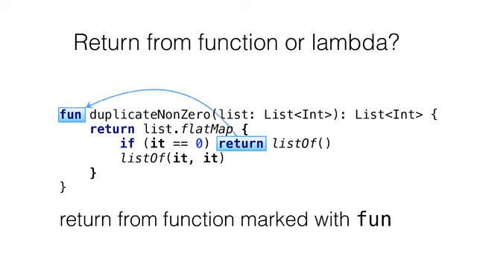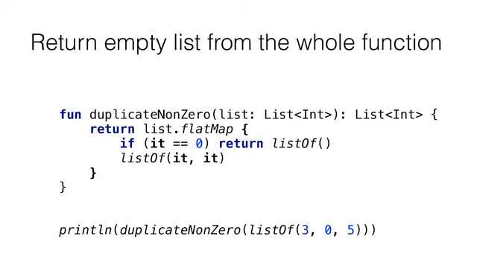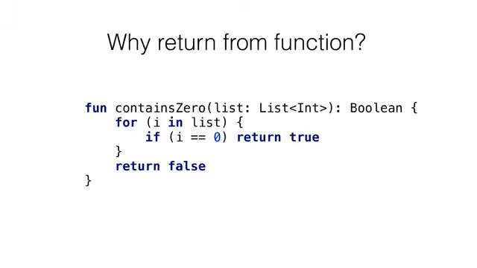Return in Kotlin always returns from a function marked with fun. That's something you may consider as a rule, and we'll discuss now why it happens like this. But that explains an empty list here as a result. Here, when the list finds a 0 element, it returns an empty list, but it returns an empty list from the whole function. And that's why an empty list is printed out as a result.